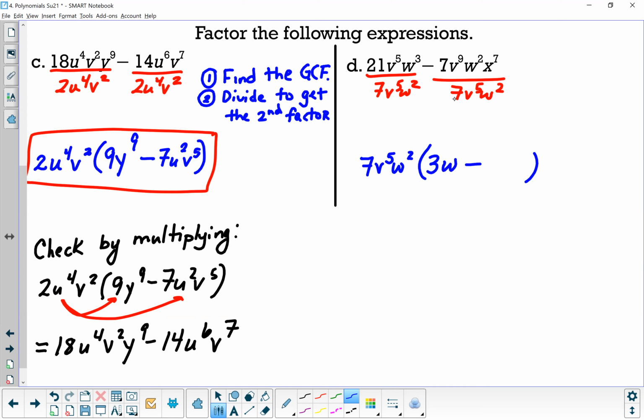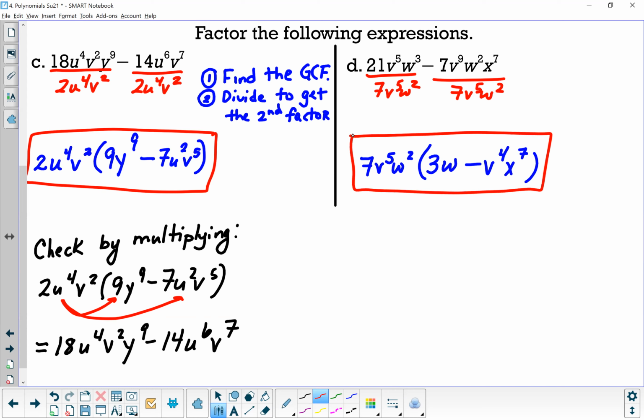Minus 7 divided by 7 is 1. B to the 9th divided by b to the 5th. Subtract your exponents, so we have b to the 4th power. And then w squared divided by w squared is 1. And then x to the 7th power. All right, so that is our expression factored, okay? And feel free to multiply that back out to check your work to see if you get the original expression.